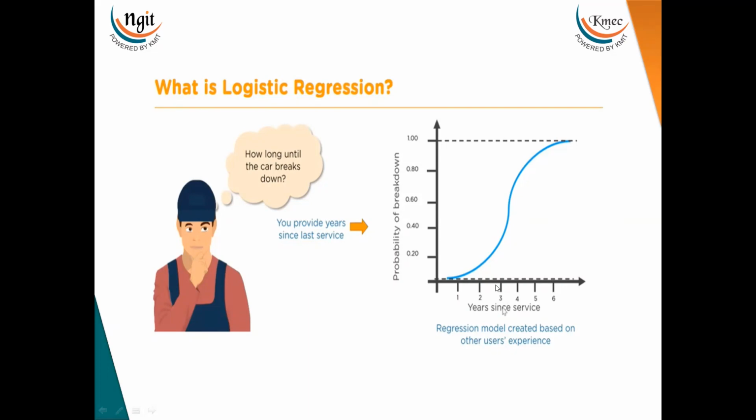On the x-axis we have written the year of services, and on the y-axis we have written the probability of the breakdown. The probability always lies between 0 and 1. As you can see in this graph, as the years of service increase, there is a high probability that the car will break down. After 3.5 years, there is a high probability that the car will break down. With this data, I am trying to understand the probability that the car will break down through the year of services.